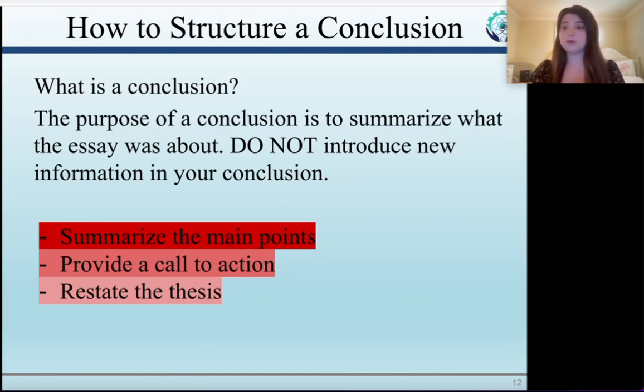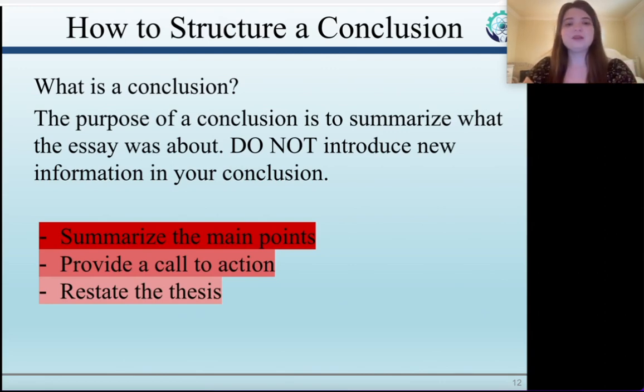Summarizing the main points we already did in the introduction, so we just have to do the same thing again with slightly different wording. And same with restate your thesis. You already made your thesis in your introduction. We just have to rephrase it for your conclusion, and that's it. So that's why the conclusion isn't really so hard, because there's really only three things you have to do, and two of them are really just rewording things that you already did earlier on, right? There's only really one new thing.